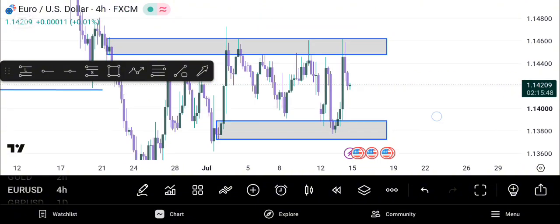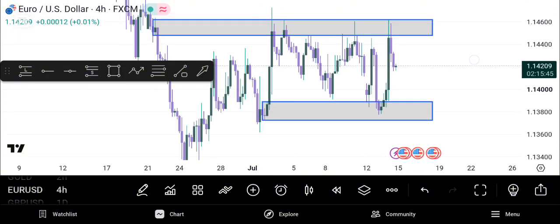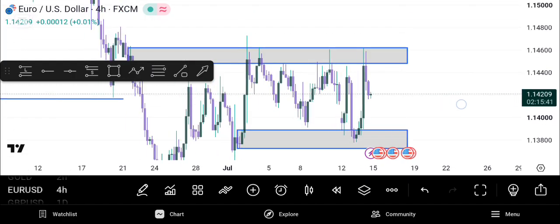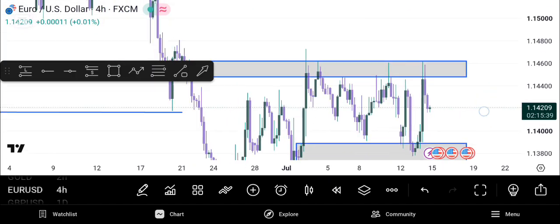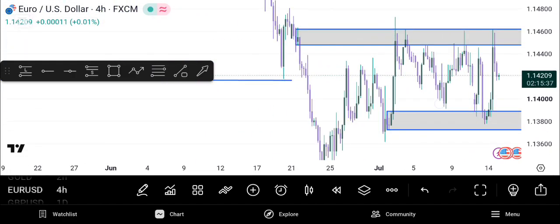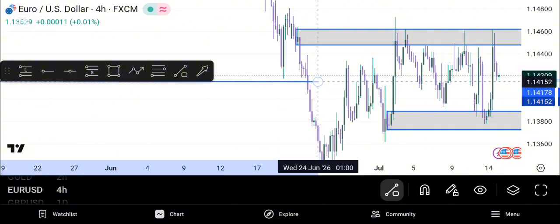So price is currently in kind of a range right now. So for now, what I'll be doing on Euro USD is to wait from the 4 hours time frame.